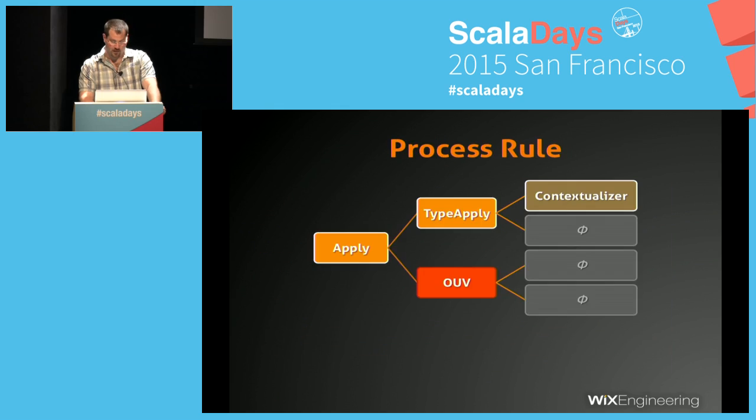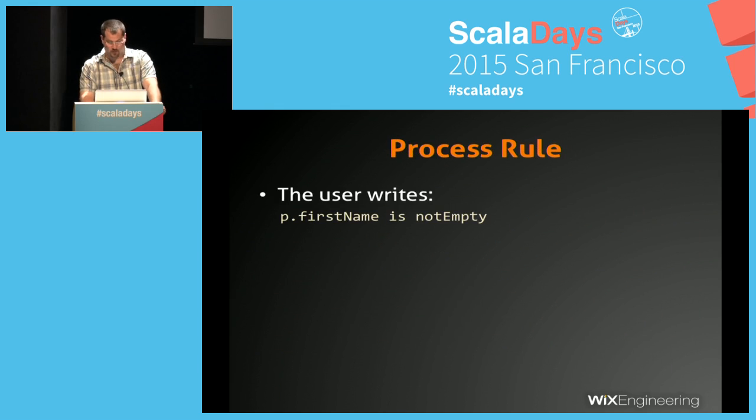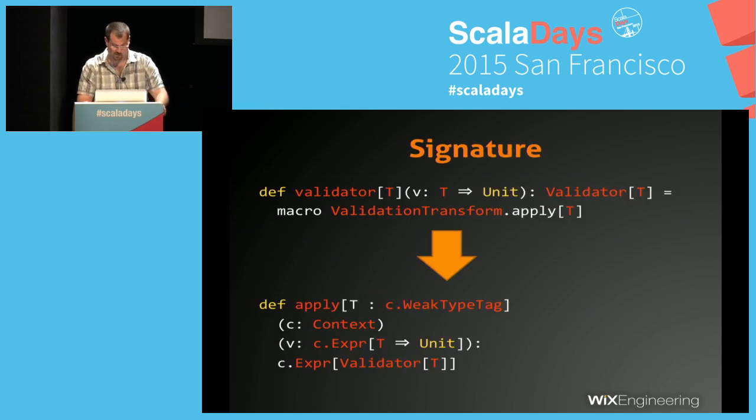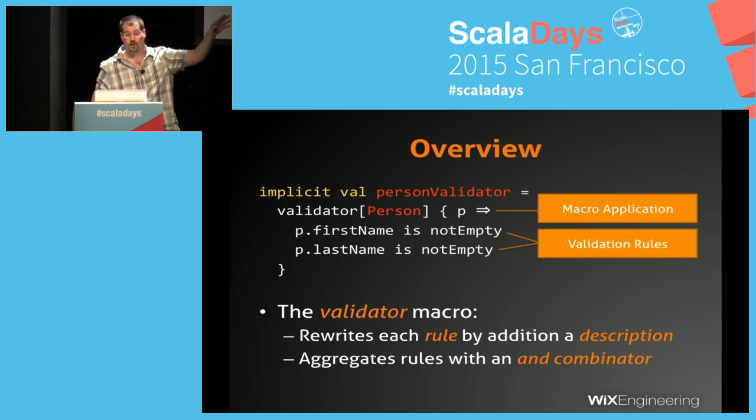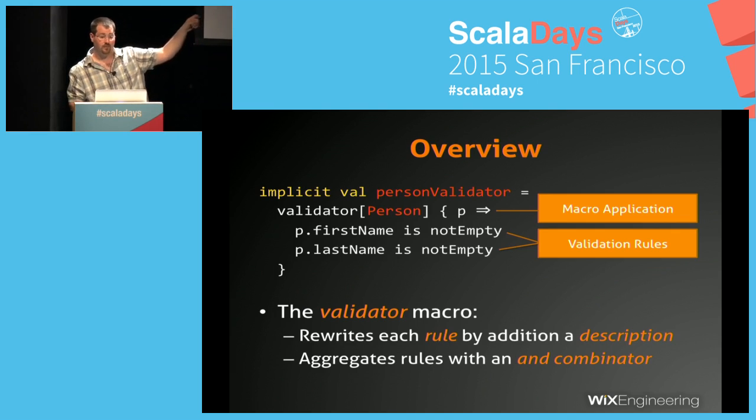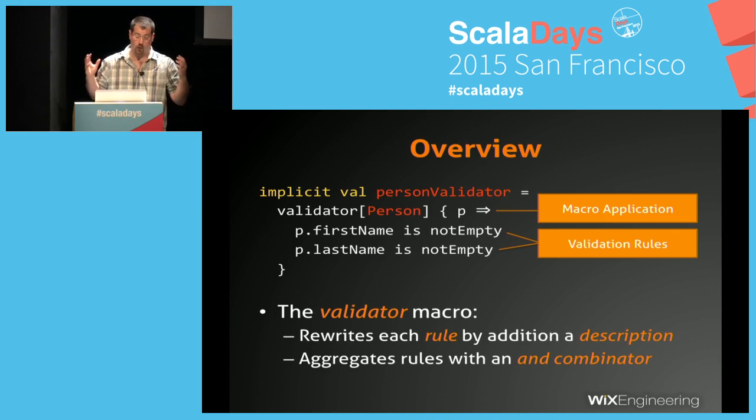I have a validator over a person. It takes in a function from person to unit, and the user, when calling my macro, gave the person the name p. I can use that because what I get in is the whole abstract syntax tree representing that code block. I can figure out what p is, and then I can break apart p.firstName.